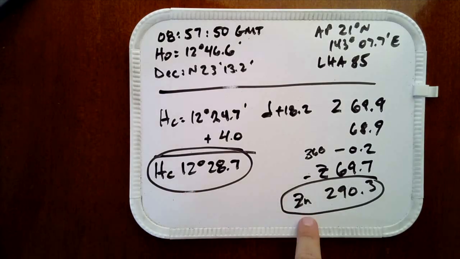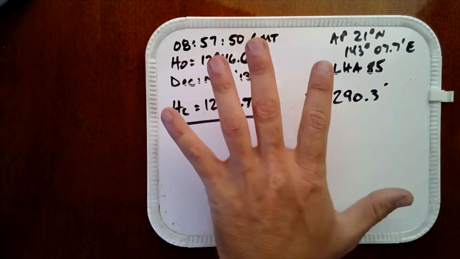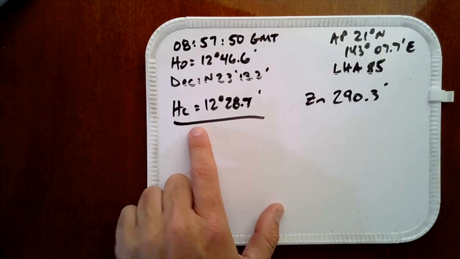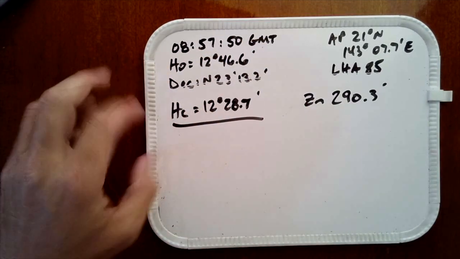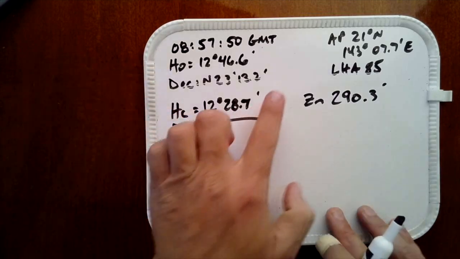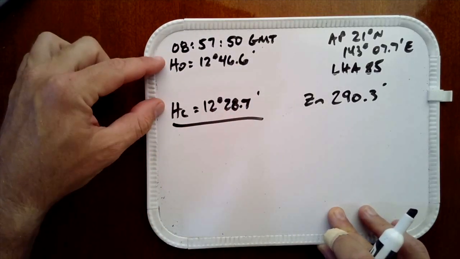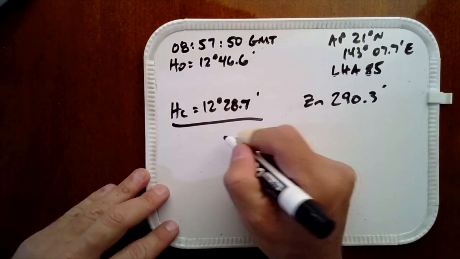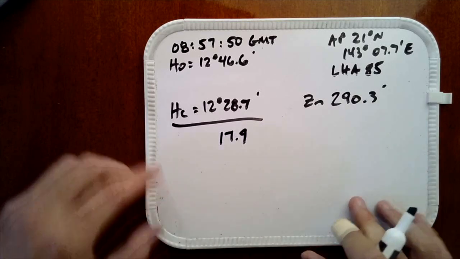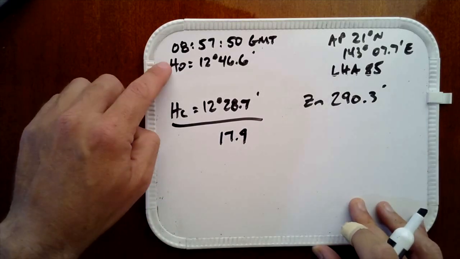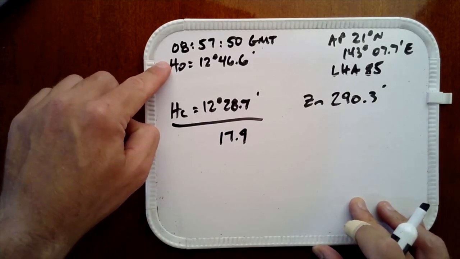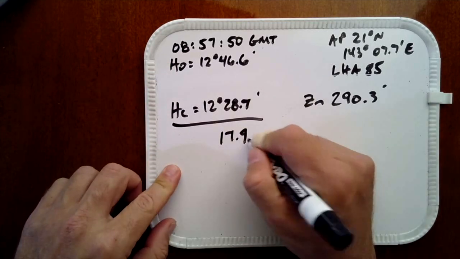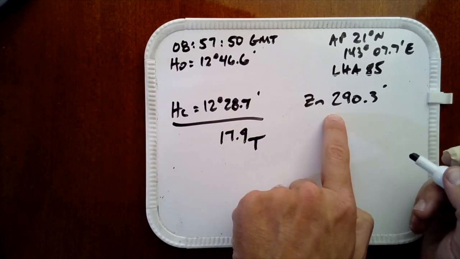So we've got our HC and our Zn, onwards to step 5. For step 5, we're going to compare our computed height to our observed height and note the difference. The difference between these two is going to be 17.9. And the observed value was more, so we're towards a Zn of 290.3.